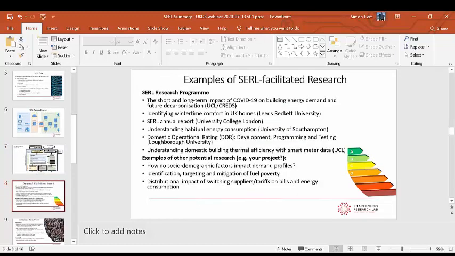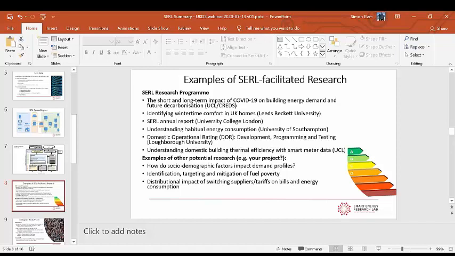Okay, just some ideas of the type of research that will be facilitated by SERL. So we have our own research program. I'm not going to go through each of those in detail, but I'll talk briefly about the top one because it's obviously quite topical. Recognizing the impact of the COVID-19 lockdown was going to be probably the biggest natural experiment since the Second World War in terms of its impact on energy demand.